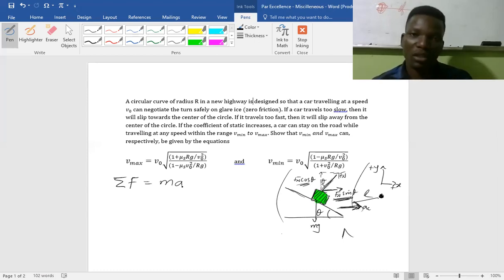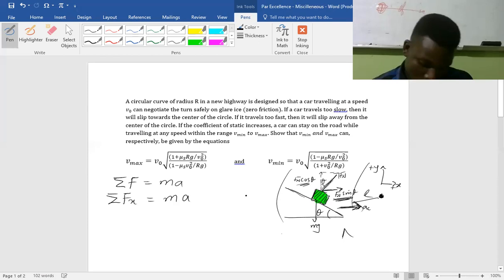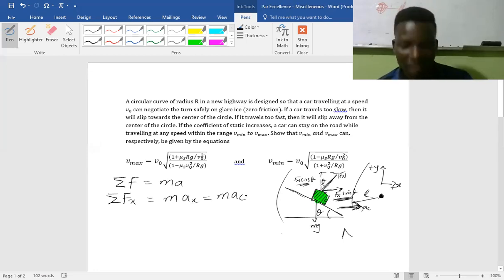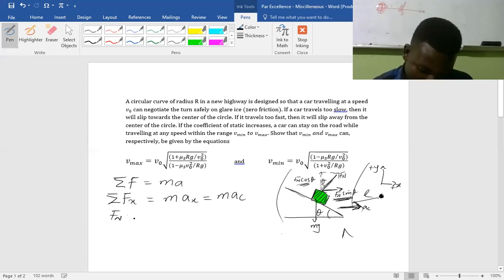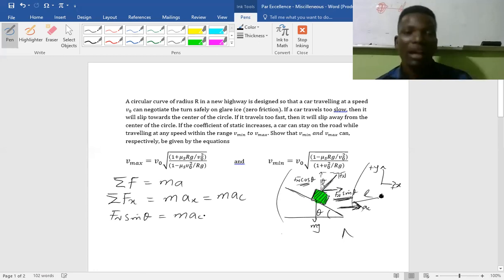So let's start with the X, or horizontal. The summation of forces in the X is given by mass times acceleration in the X, and this acceleration in the X is actually the centripetal acceleration. So what are the forces in the X? We have the normal force sine theta equal to mass times centripetal acceleration. This is where we find the centripetal acceleration.